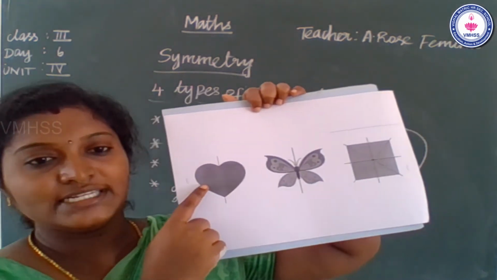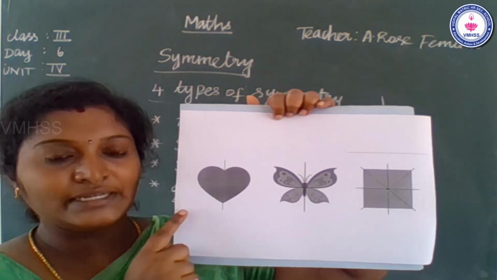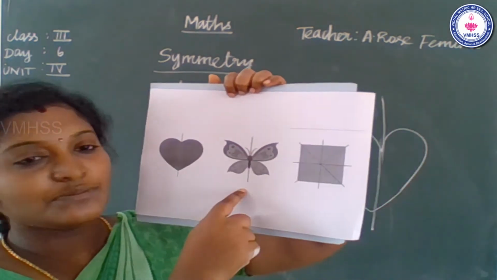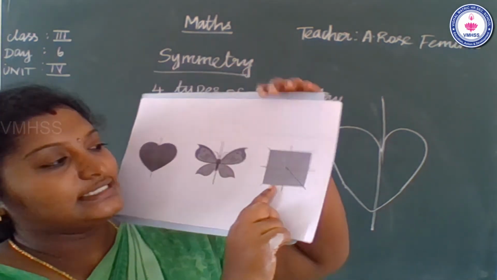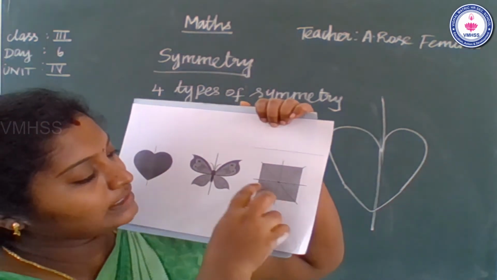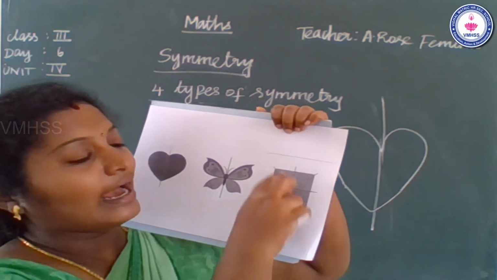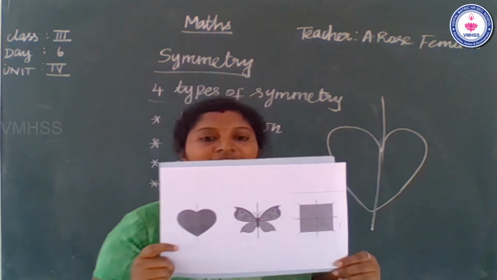This first one is a heart. So one line of symmetry. Second one is a butterfly. It also has one line of symmetry. Third one is a square. How many lines are there? 1, 2, 3 and 4. Four lines of symmetry are there. See there.